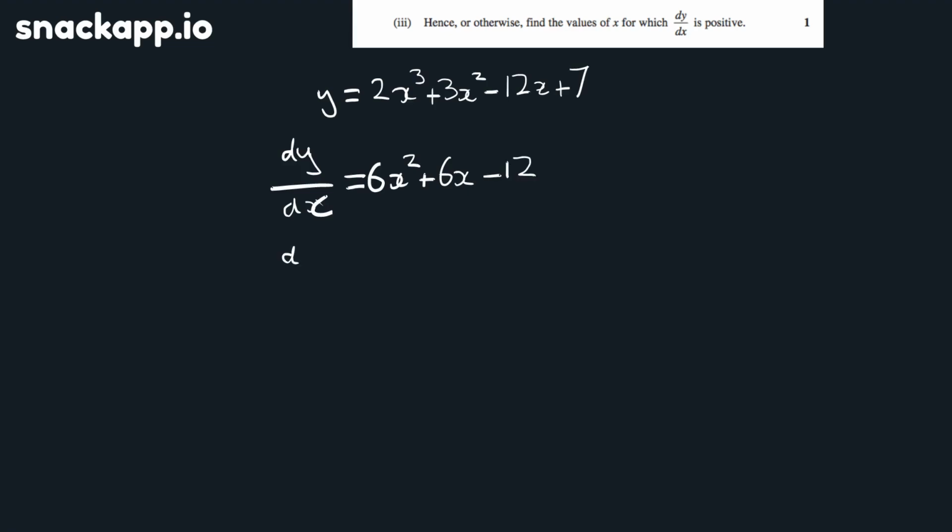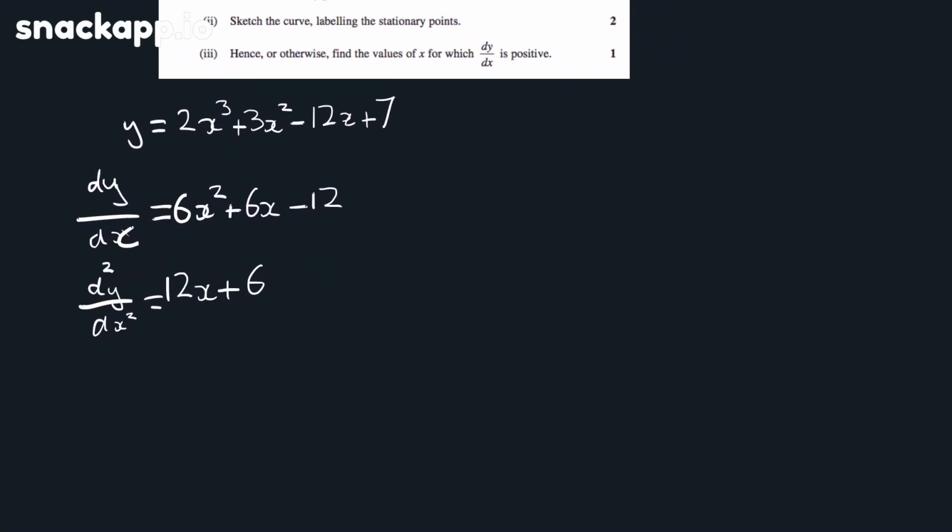Now let's find the second derivative as well, so d squared y dx squared. Do the same thing again, 6 times 2, 12x, and then that just becomes a 6. So there are our first derivative and second derivative. So now what we need to do is, for stationary points, dy/dx is equal to 0. So we get 0 is equal to this over here.